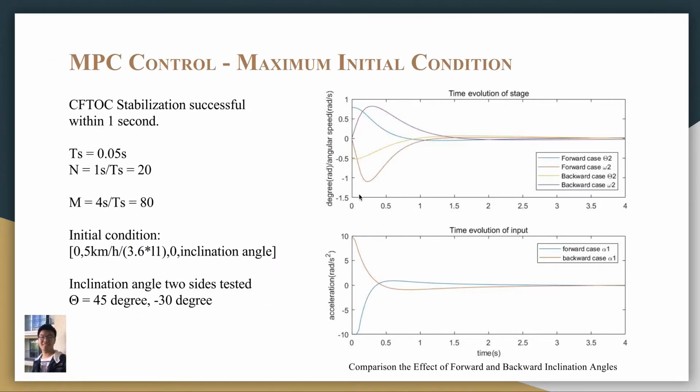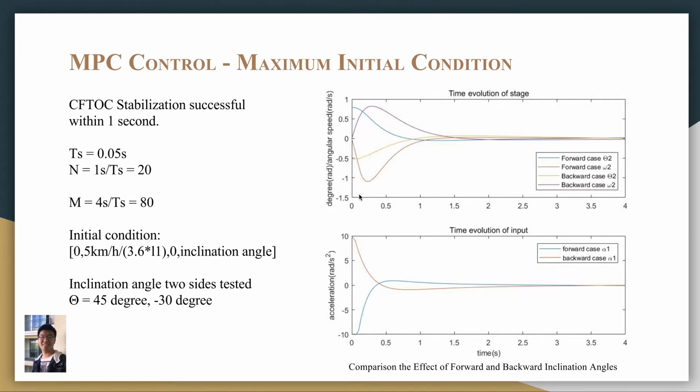So now we know that CFTOC stabilization is successful, and after several iterations, we are sure that for most of the cases, the CFTOC can be stabilized within 1 second, and that's why we set the prediction horizon to a total of 1 second. And since we set our sample time to 0.05 second, we have the number N, which is the prediction horizon, to be 20. For the simulation horizon, we want to see a bigger picture, so we set it to a range of 4 seconds, which corresponds to 80 for the M.